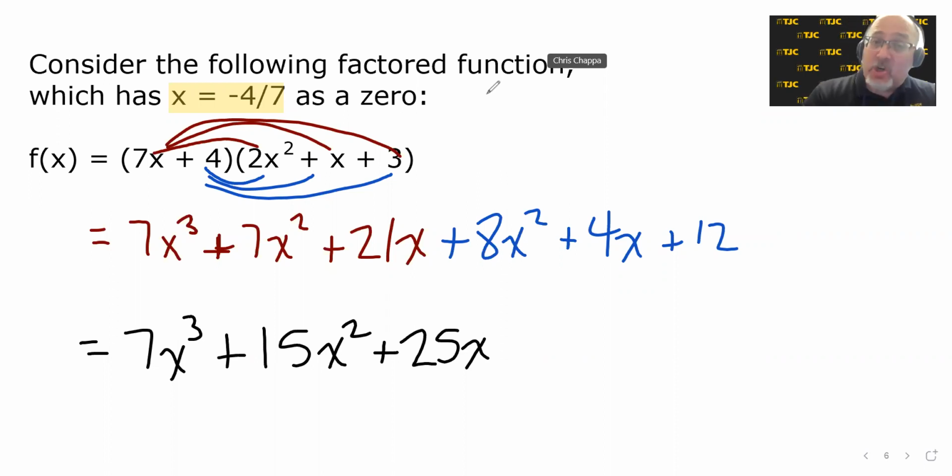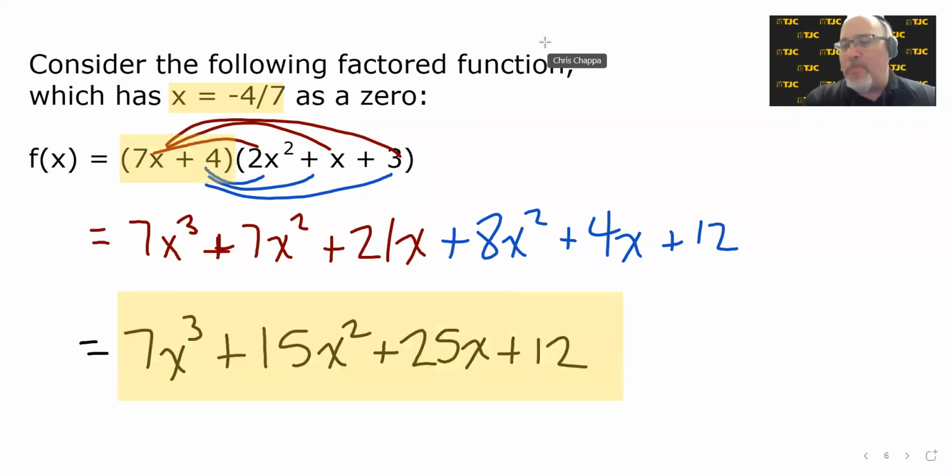However, the last term is the only constant term, 12, which came from 4 times 3. So that term survived. And now we can summarize where the 7 and where the 4 went when we took the x equals negative 4/7, rebuilt this factor, and then busted it all open to get this. Where did the 7 and where did the 4 go?